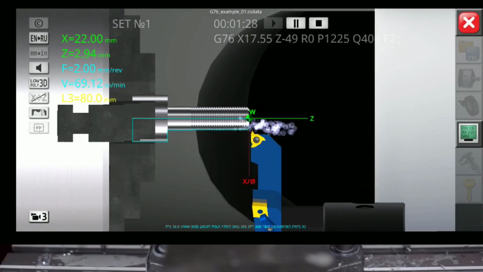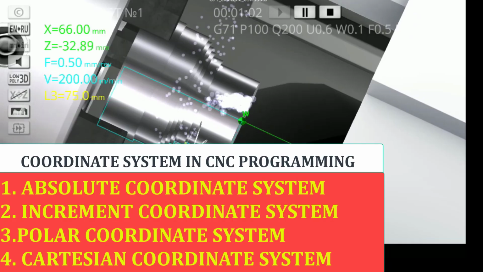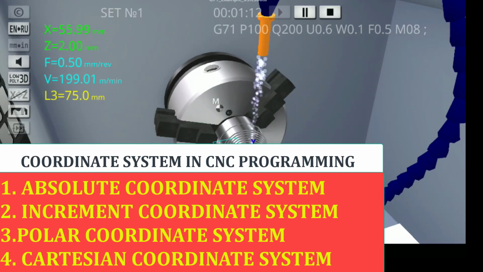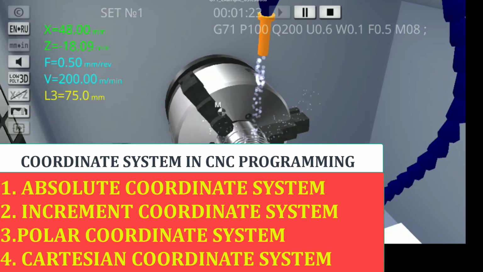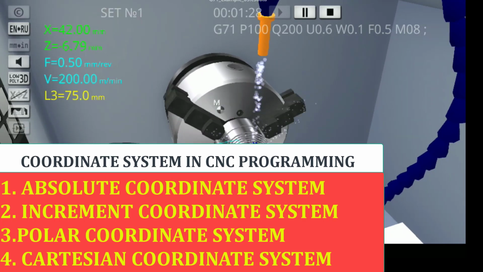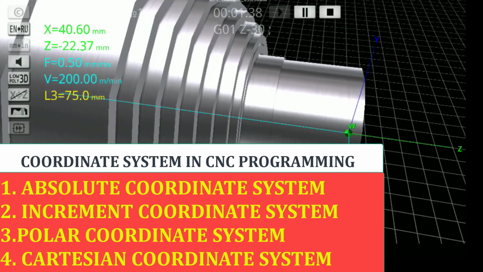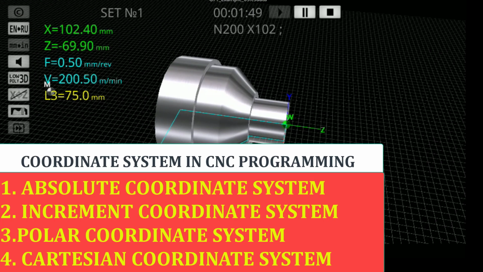The CNC programming is totally based on the coordinate system. There are 4 coordinate systems used in CNC programming. First, absolute coordinate system. Second, incremental coordinate system. Third, polar coordinate system. Fourth, Cartesian coordinate system. These are the 4 common coordinate systems used in CNC machining.